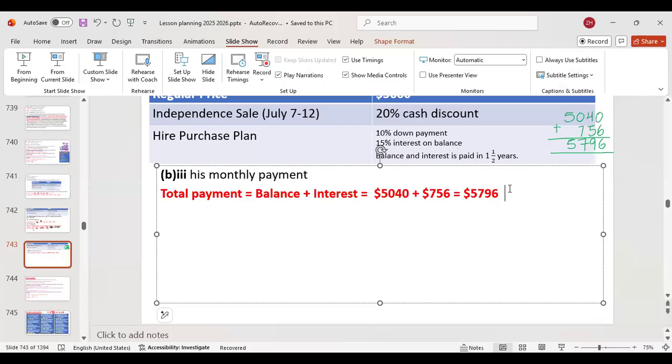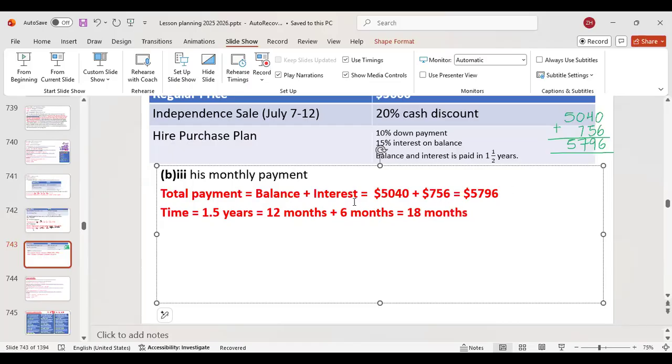Now, what is the time that he has to pay this? The time is going to be 1.5 years. How many months in a year? 12. Plus how many months in half a year? 6. So how many months in a year and a half? 18 months. Very good.